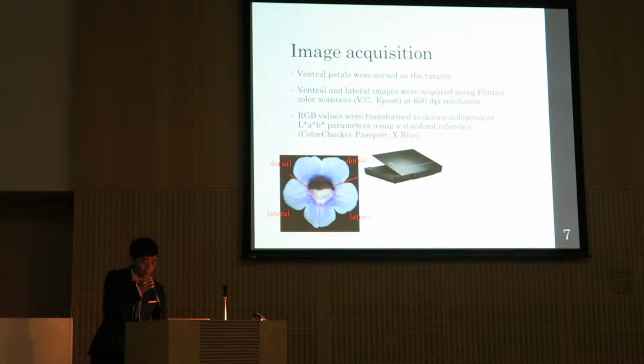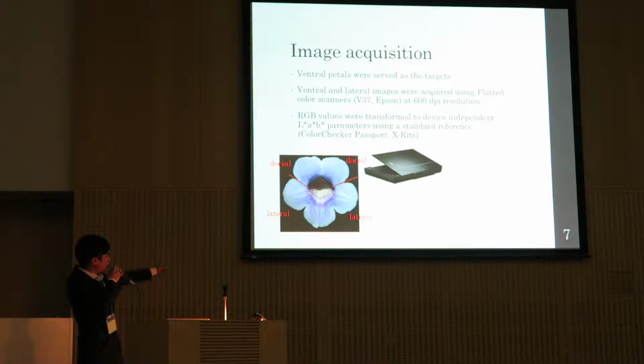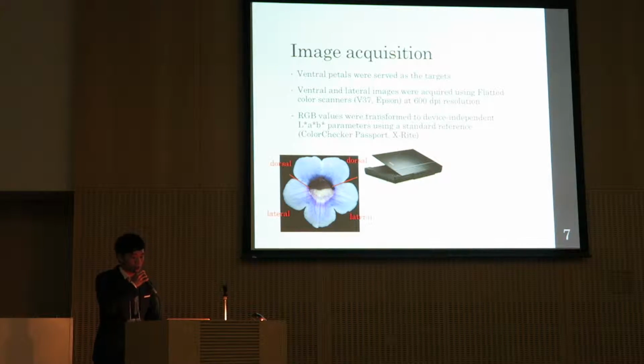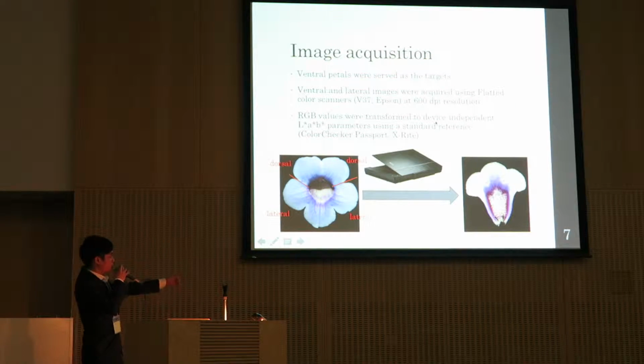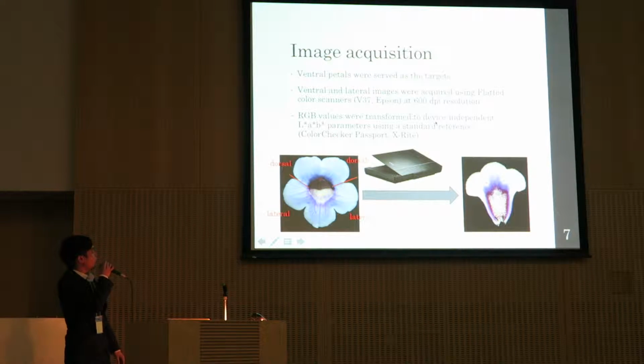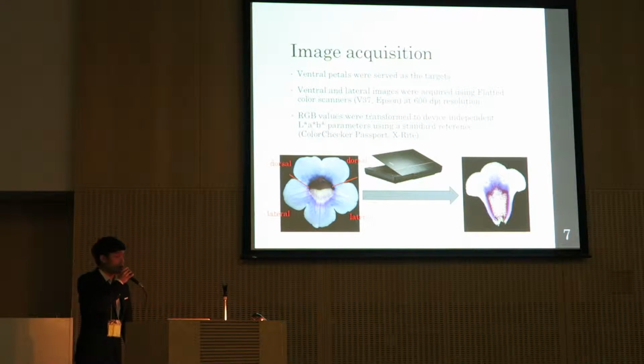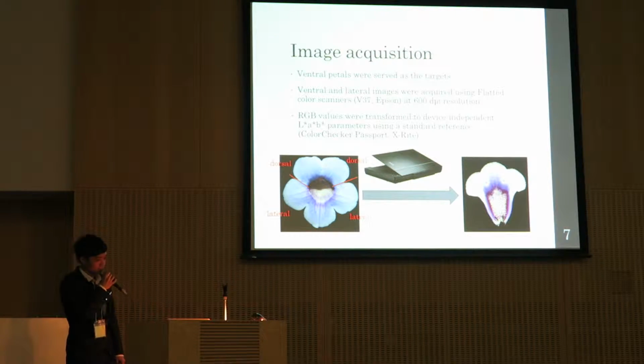And then the ventral and lateral petals were pressed flat, and their images were acquired using color scanners at 600 dpi resolution. And then we can get a flattened image like this. And all RGB values were transformed to device-independent LAB parameters using a standard reference.